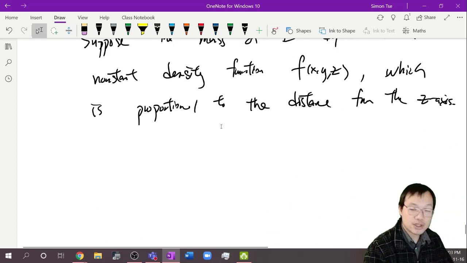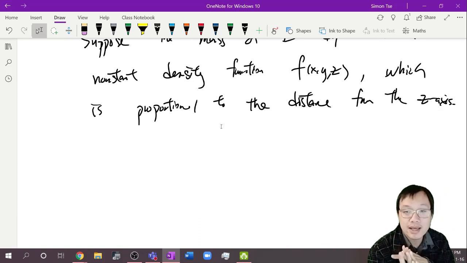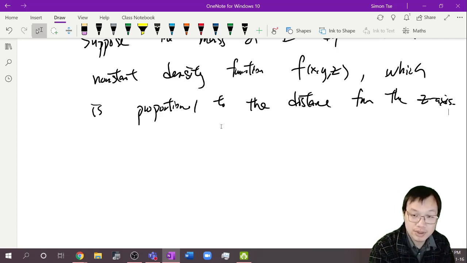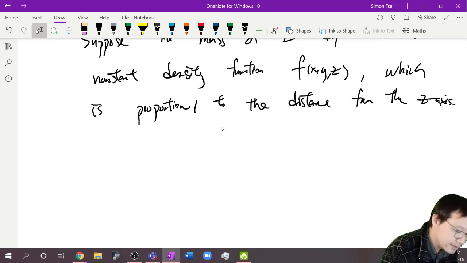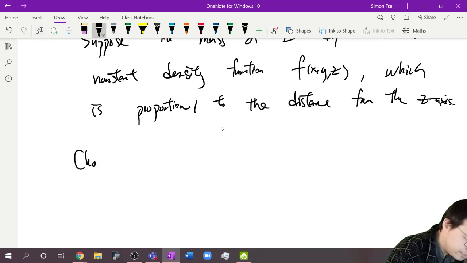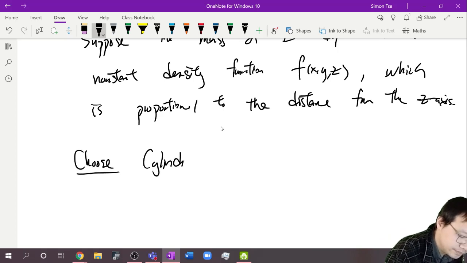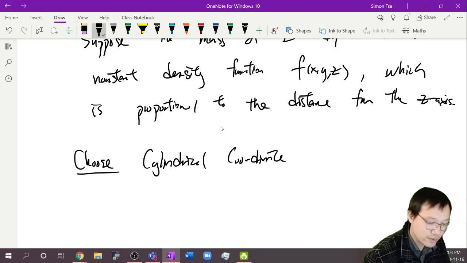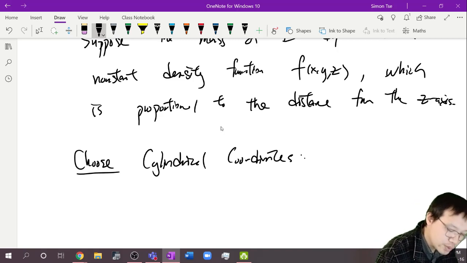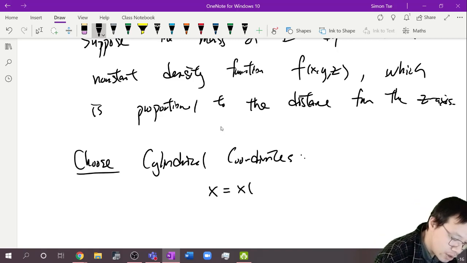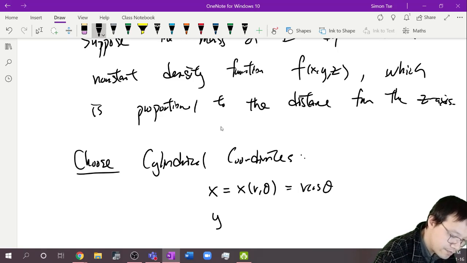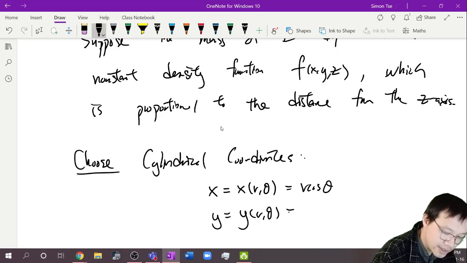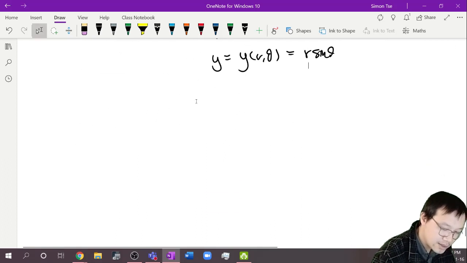So even this function f could not be written in x, y, z with convenience unless you use the square root of the distance from the z-axis, which is the xy coordinates, right? Square root of x squared plus y squared. A quick way is to choose cylindrical coordinates. The cylindrical coordinate is nothing but keeping one of the coordinates and using polar coordinates for the rest. So we will use x equals a function of r, theta, which is r cosine theta. Y is a function of r, theta, which is r sine theta. And z equals z, nothing changed.